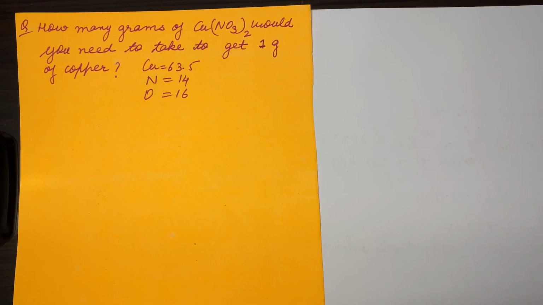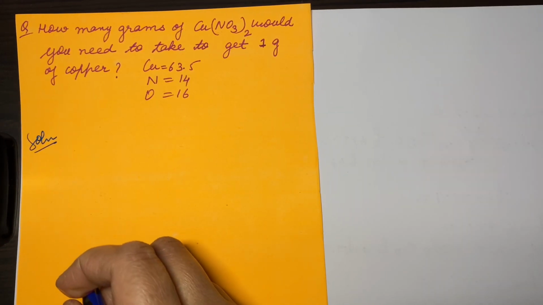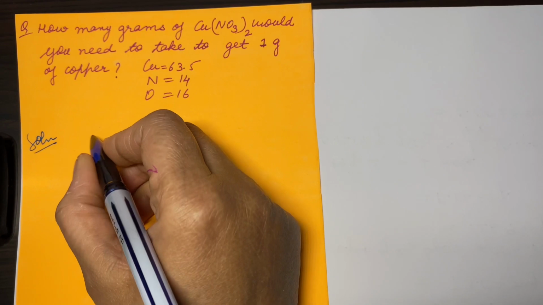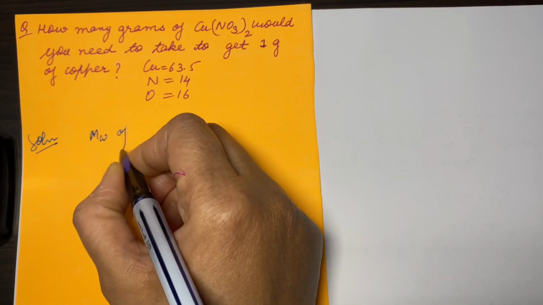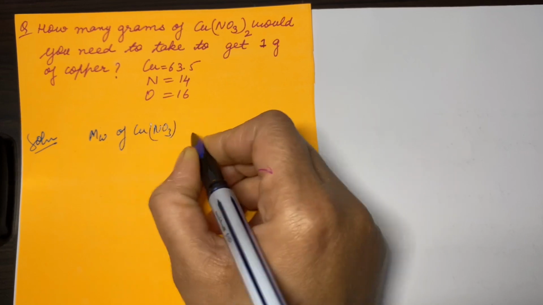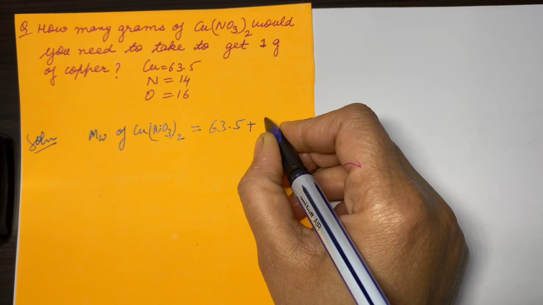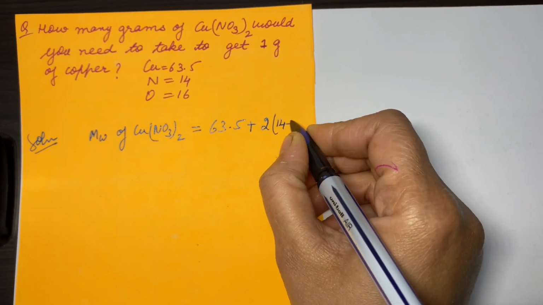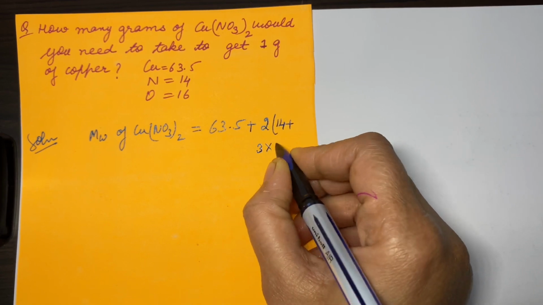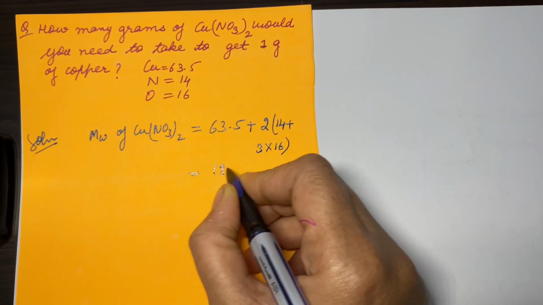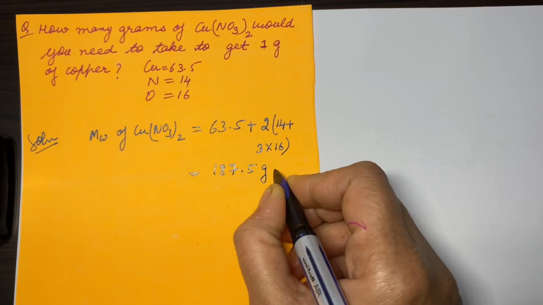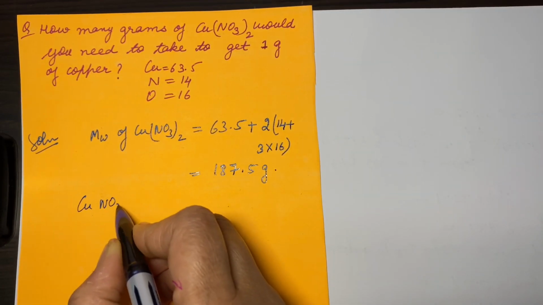How many grams of copper nitrate would you need to take to get 1 gram of copper? Given the atomic masses of copper, nitrogen and oxygen. First calculate the molar mass of copper nitrate. So the molar mass of copper nitrate is equal to 63.5 plus 2 times 14 plus 3 into 16. That comes out to be, if we solve it out, 187.5 grams.